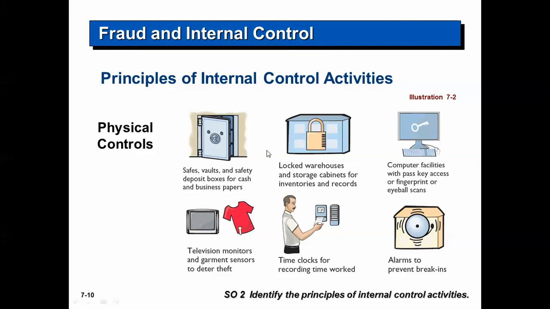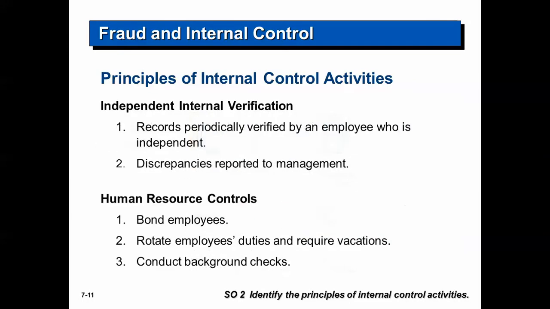First of all, physical controls. There are safes and vaults and safety deposit boxes. And you can lock up a lot of things. You have computer facilities with passkey or fingerprint or eyeball scans. You have television monitors. You have time clocks. You have alarms to prevent break-ins. These are all physical controls that a business puts in place to safeguard their assets from theft.